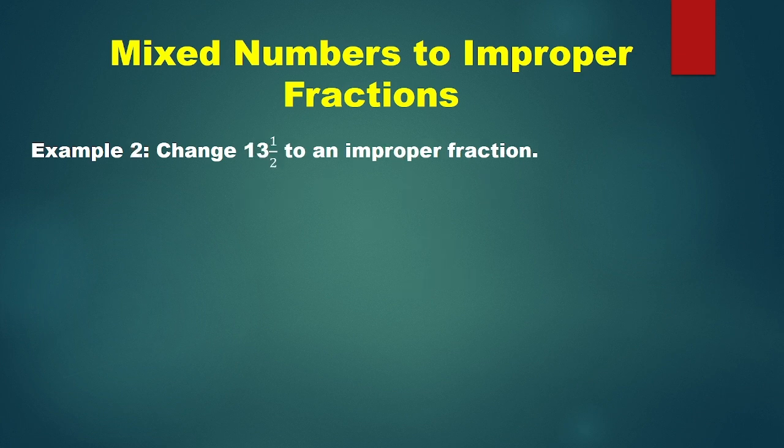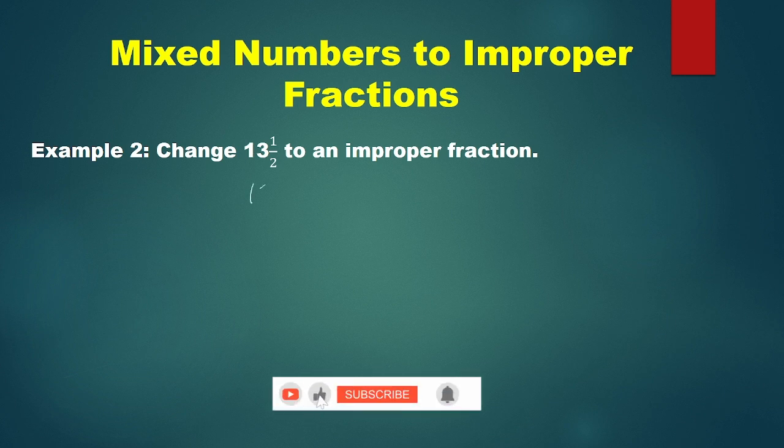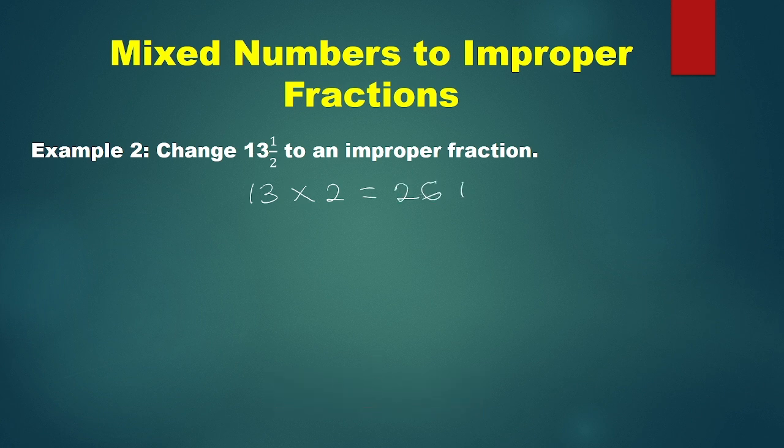Let's take another example. We have 13 whole number, 1 over 2. We want to change this to an improper fraction. So I'll multiply 13 by 2, and that gives me 26. I'll add my numerator, which is 1, and that gives me 27. Put an over sign, your denominator remains the same. So 13 whole number, 1 over 2, just simply gives us 27 over 2.